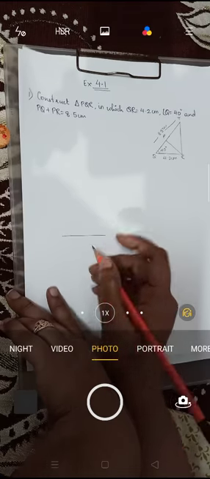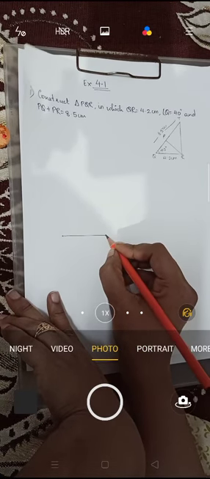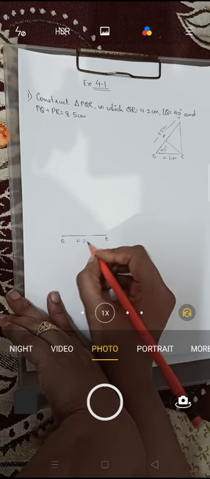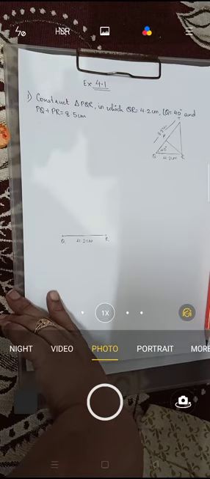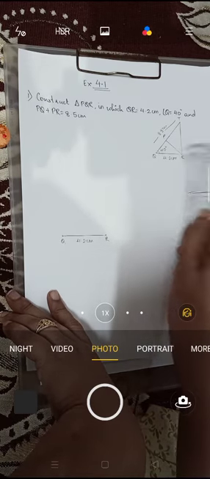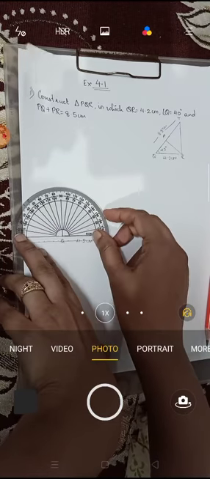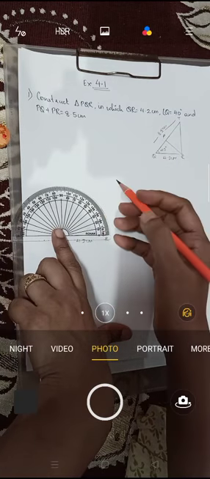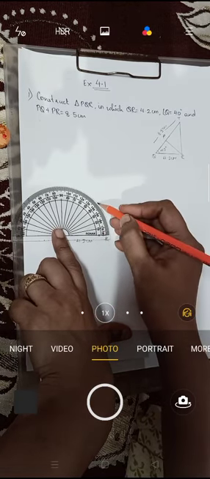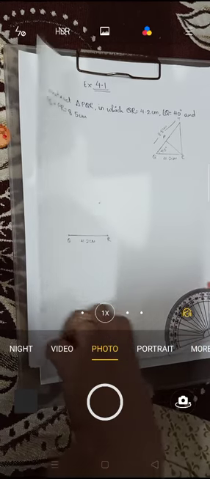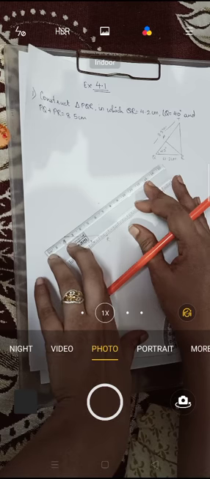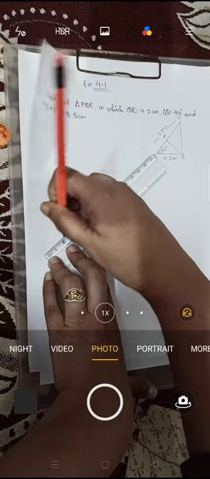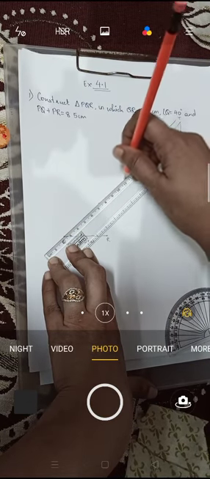Then next you will draw 40 degree. Take protractor and draw it 40 degree. Now draw this line. You can extend it.